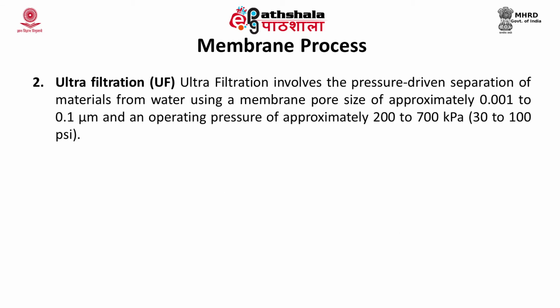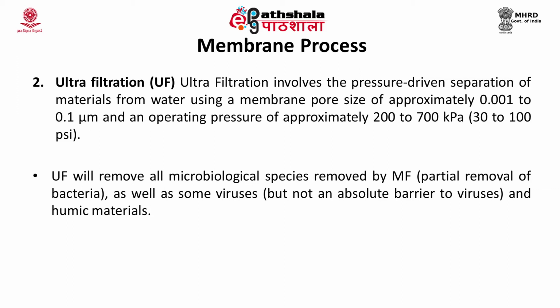Another membrane filtration process is ultrafiltration, which is also a pressure driven separation of the material across the membrane. The pore size in the ultrafiltration process is in the range of 0.001 to 0.1 micron, and the operating pressure is in the range of 200 to 700 kilopascal. The ultrafiltration process will remove all the microbiological species, but some of the viruses and the humic material are not separated. Disinfection can provide a second barrier to contamination, and therefore, it is recommended for drinking water.